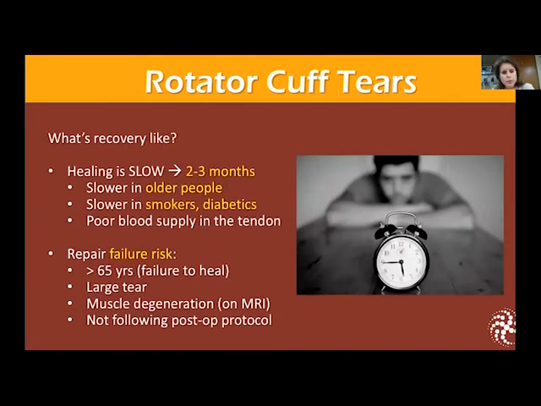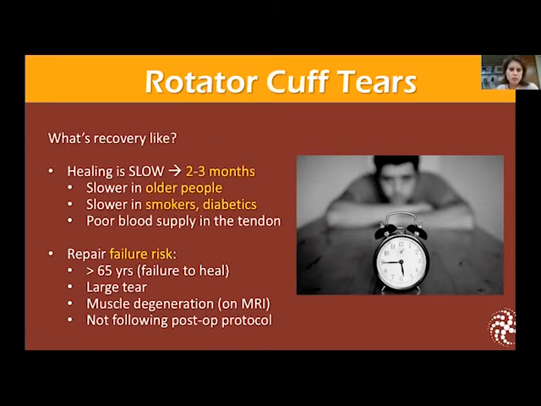And so then if you have had surgery, the question is, well, what's recovery? The main thing to think about is that healing is very slow for this tissue. Part of that is because the blood supply in the tendon is at baseline not very good, and as you get older, it gets even worse. In general, we know that it takes anywhere between 2 to 3 months for the tissue to heal down to bone. So I always say at 3 months you're as healed as you're going to be potentially.